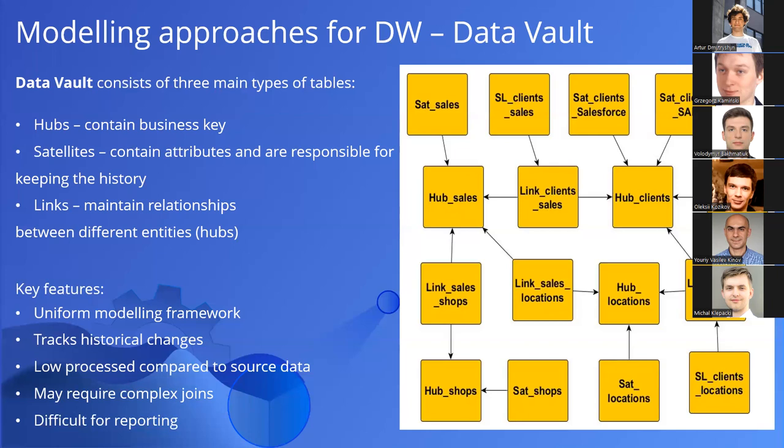So on the cons side, as you see, the data model is very complex, requires many joins, which can be a disadvantage in case of large data sets, such as, I don't know, IoT. For instance, it might be even impossible to perform so many joins, right? And it's difficult to report, right? The data is not structured as neatly as the Kimball model.